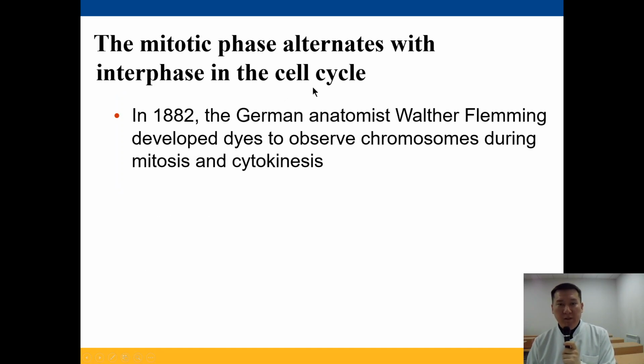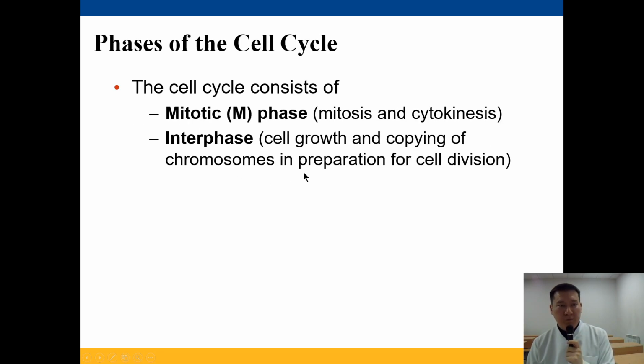The mitotic phase alternates with interphase in the cell cycle. In 1882, the German anatomist Walther Flemming developed dyes to observe chromosomes during mitosis and cytokinesis. Phases of the cell cycle. The cell cycle consists of the mitotic, or M, phase and interphase, which is the cell growth and copying of chromosomes in preparation for cell division.